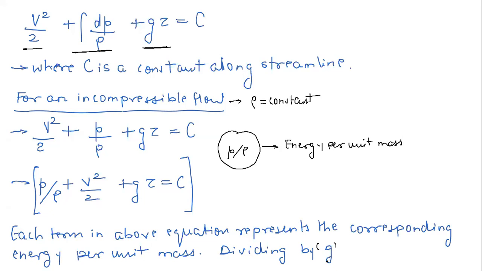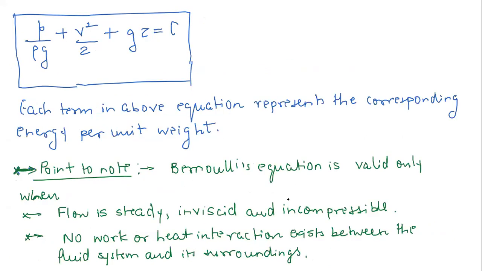Now you simply divide this whole equation by g. Finally, you will have this equation, that is p by rho g plus v square by 2g. Let me just correct this equation.